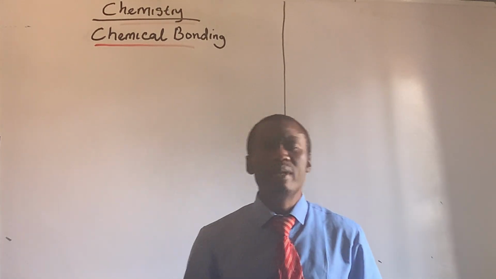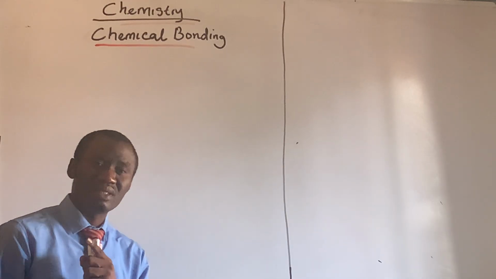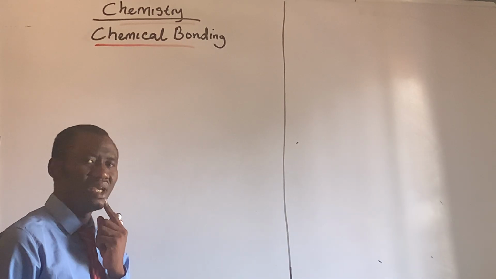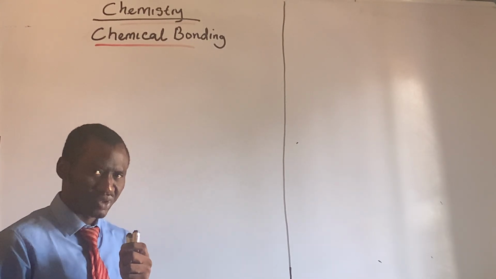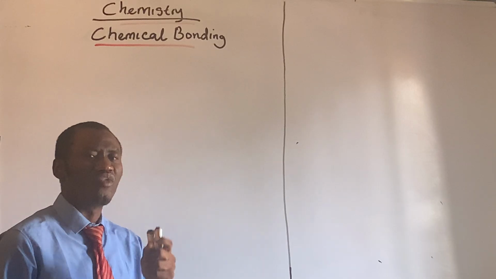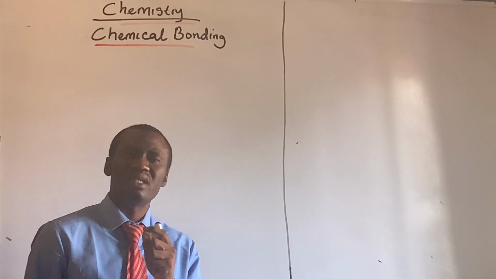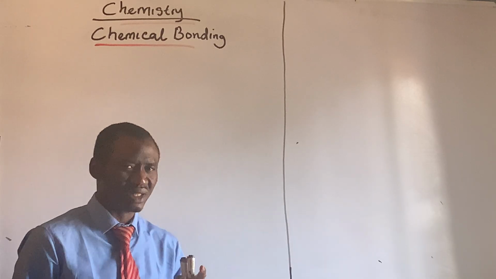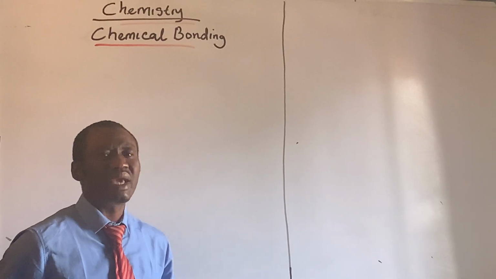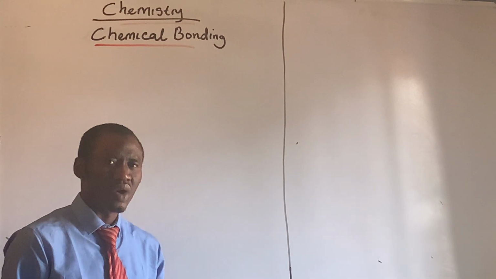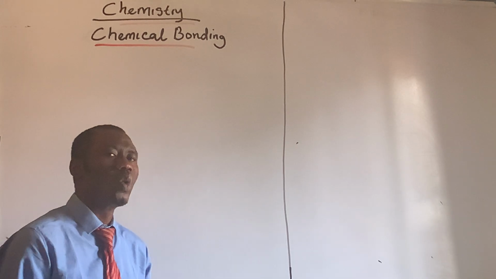In this video, we'll be looking at chemical bonding. Chemical bonding simply means various attractive forces that join species (atoms, ions, and molecules) together. That's what we call chemical bonding.